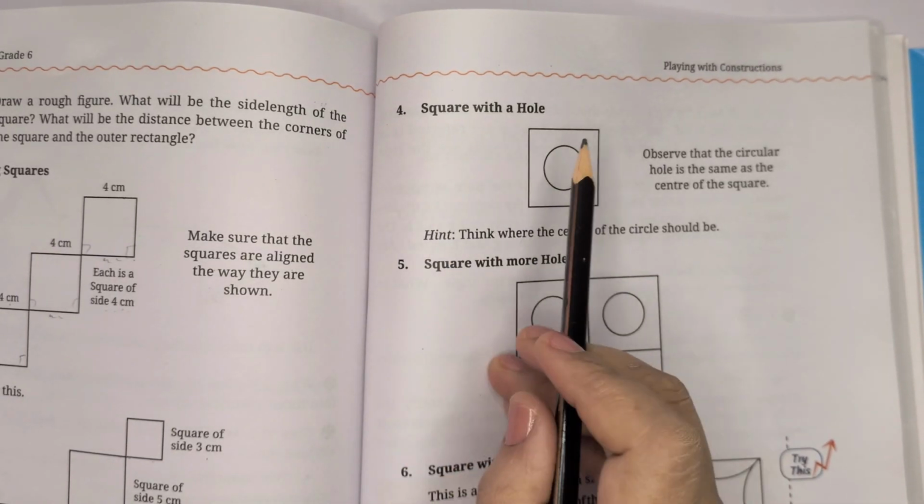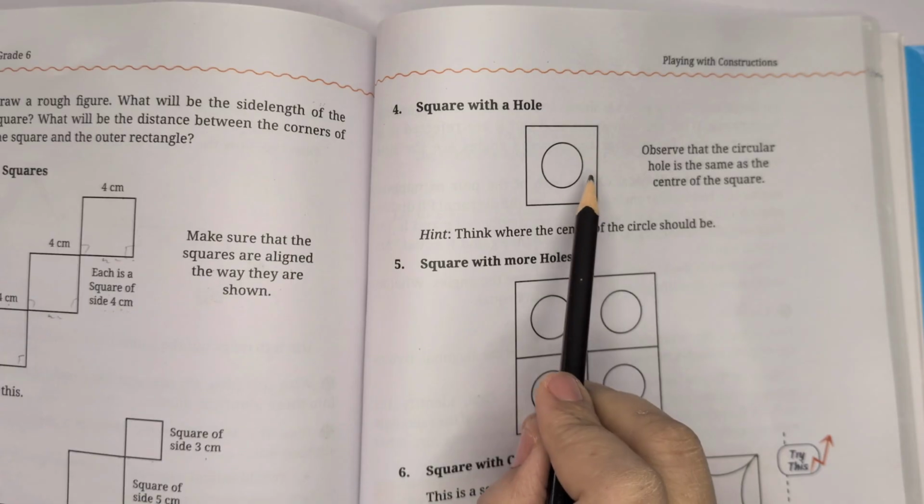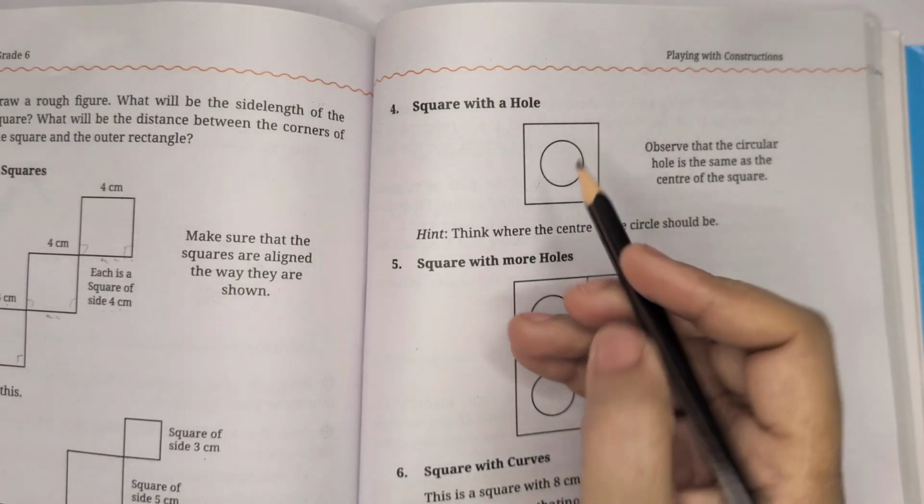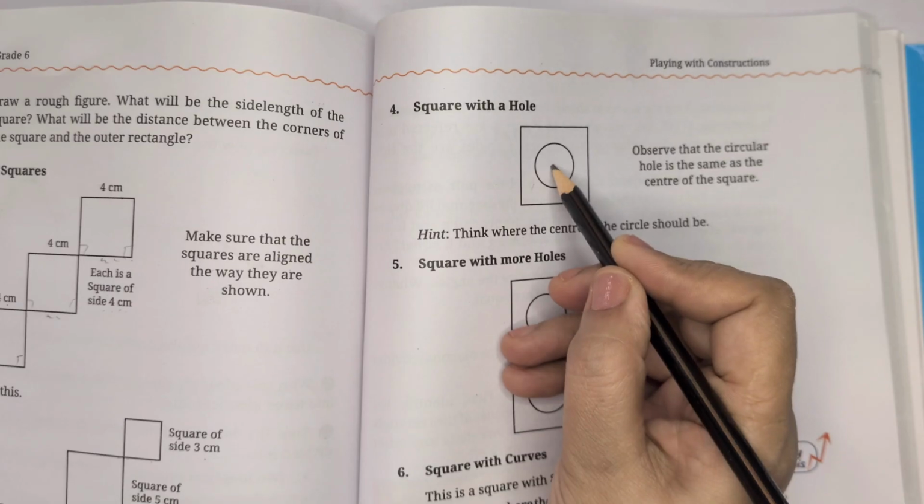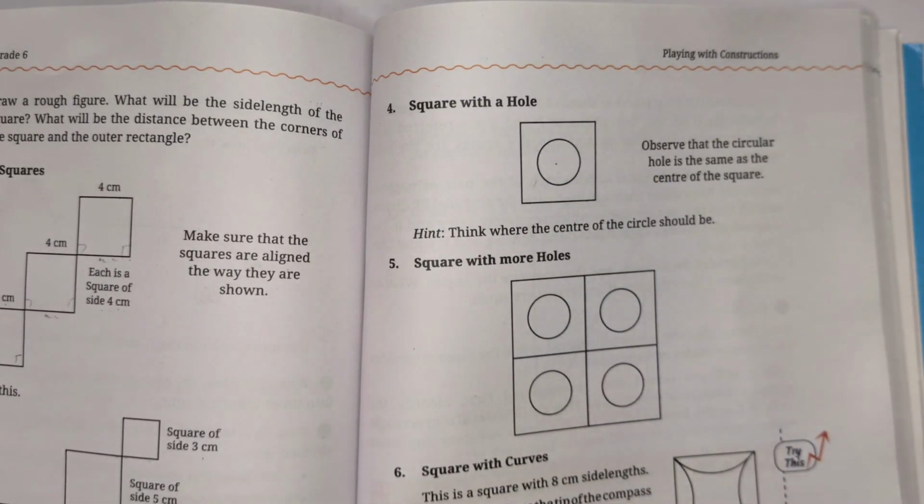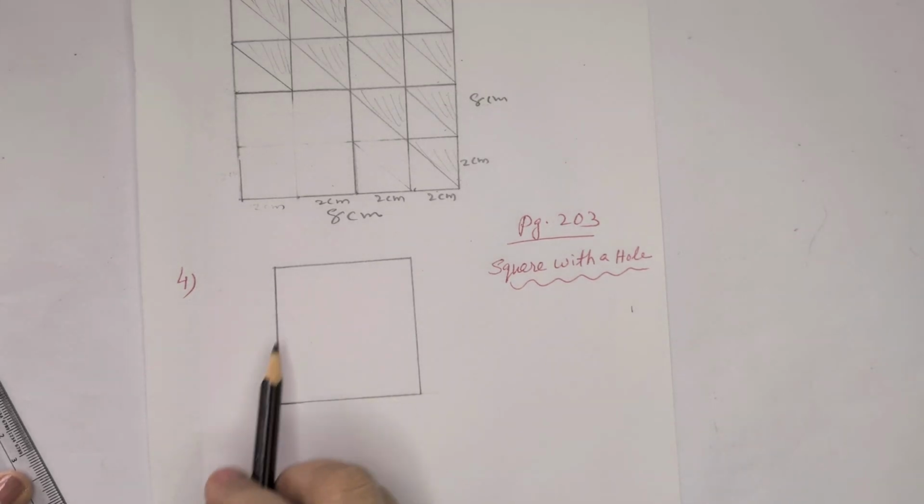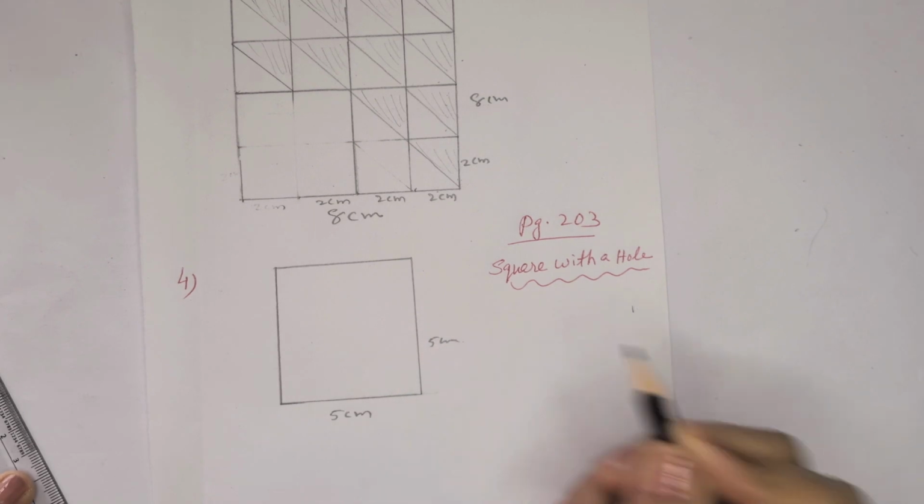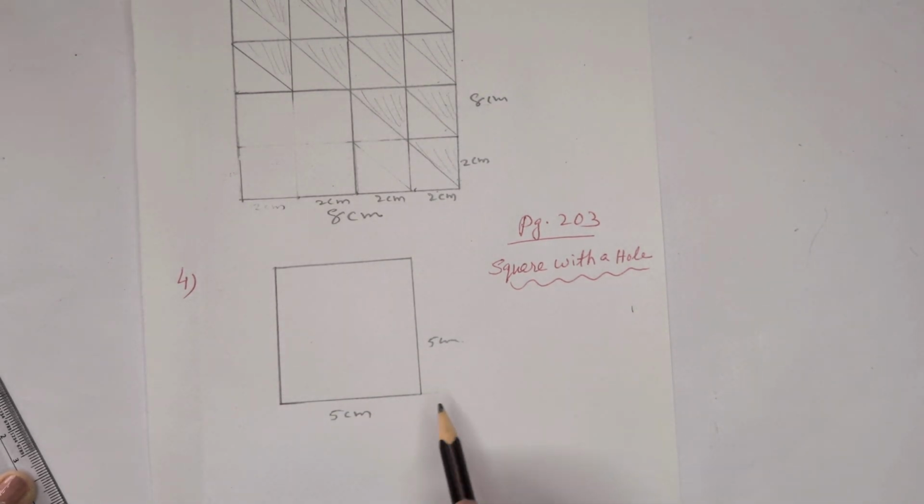Question number 4. Square with a hole. Observe the circular hole at the center of the square. We have to make the center of the square the same as the center of the circle. For that, first we can make a square of side 5 centimeter. So all sides are equal and angles 90 degree.